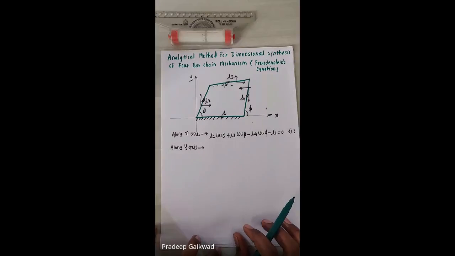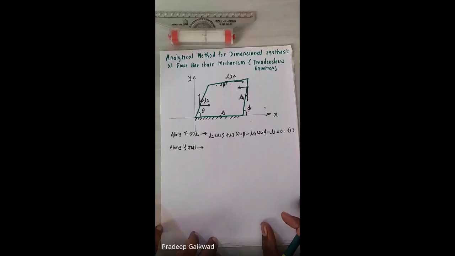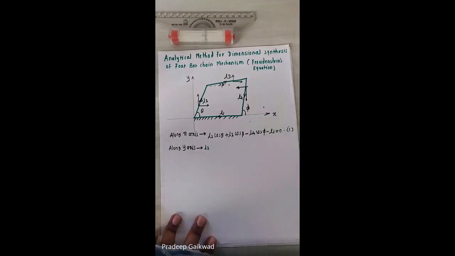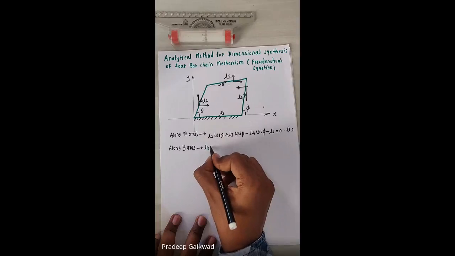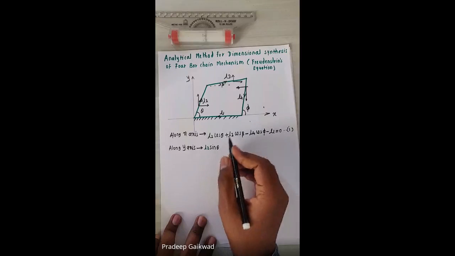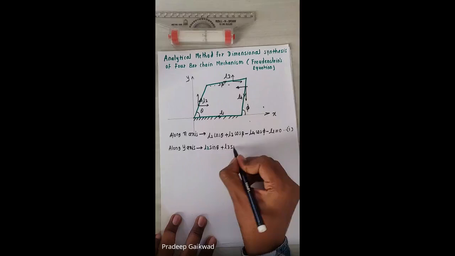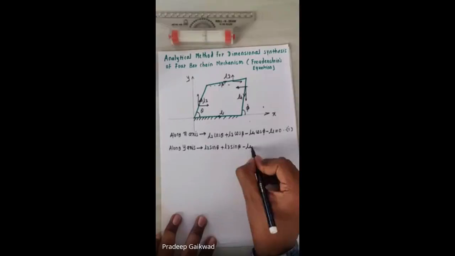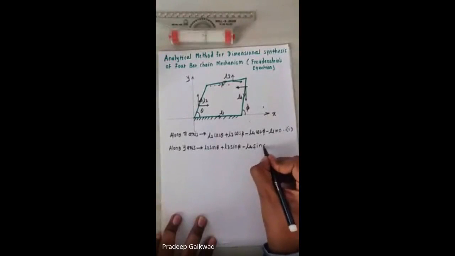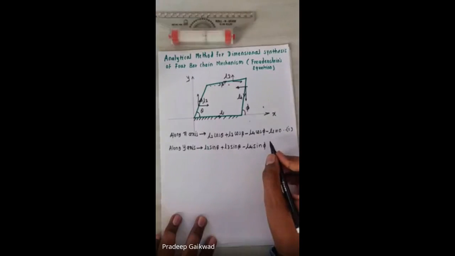What can we write about the y-axis? I request everyone to please be interactive. Yes, it will be L2 sin theta. So I write the y-axis: L2 sin theta plus L3 upward, so L3 sin beta, the y component is upward. Minus L4, which is downward, so it is minus L4 sin phi. What about L1? Its component is 0. So it is equal to 0, and hence I can write it as equation number 2.